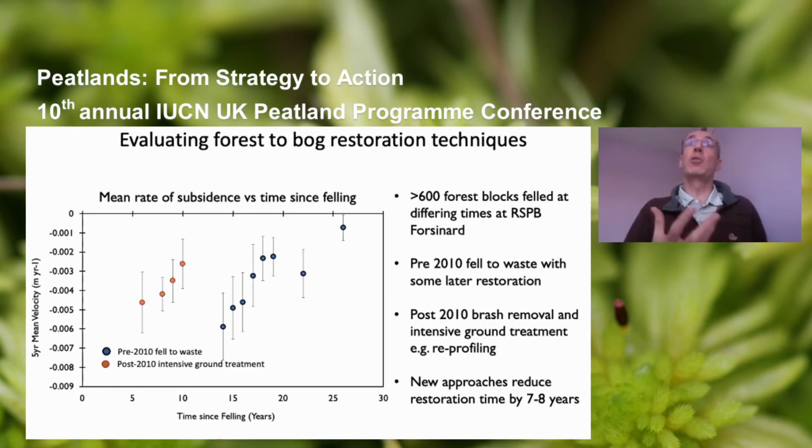The blue circles were treated as fell to waste before 2010, so basically getting rid of the forestry and leaving it. And then post-2010, the orange circles, those areas received intensive ground treatments. What this shows is although they're following the same trends, the orange circles are reaching the same level of restoration about 7 to 8 years earlier than the previous treatments. So these more advanced treatment techniques are giving you a marked advantage.